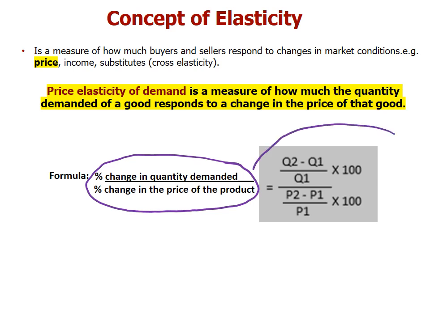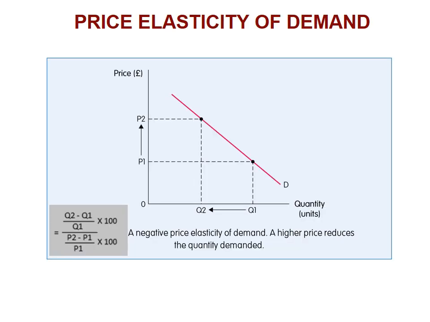This is also identical to that. So you have your quantity demanded in period 2 minus your quantity demanded in period 1 over your quantity demanded in period 1 times 100. That would give you your percentage change in quantity demanded. Divide the whole thing by price in period 2 minus price in period 1 over your price in period 1 times 100 again to make it a percentage, and that would give you your percentage change in the price of a product. Let us have an example.